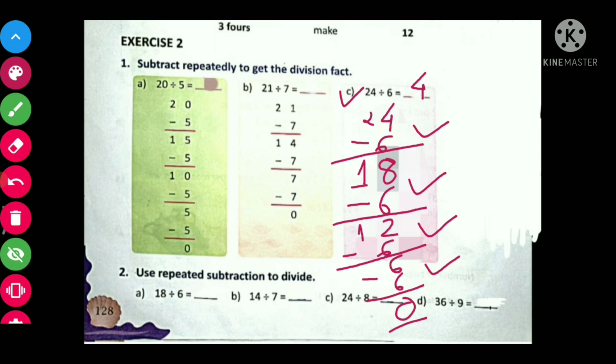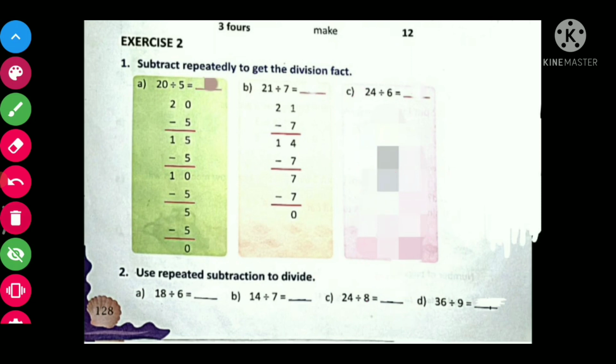Just like this you have to do repeated subtraction. You have to use repeated subtraction to divide. Now see the second part. Use repeated subtraction to divide. See the first one, 18 divided by 6. We need to subtract 6 from 18.